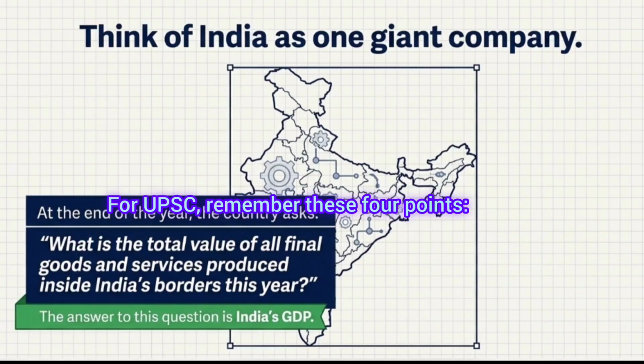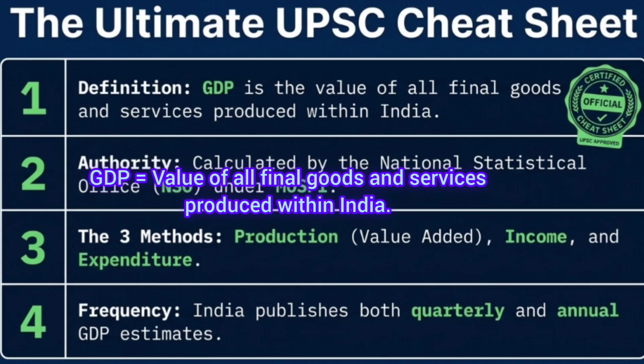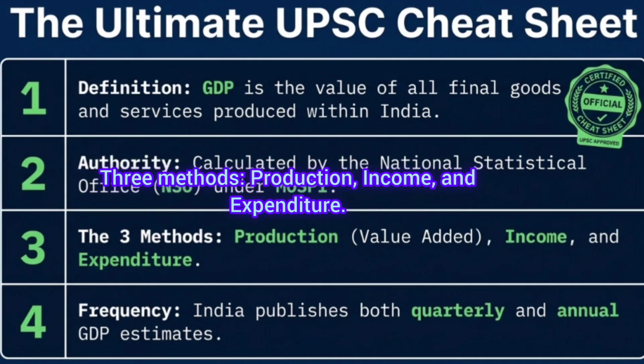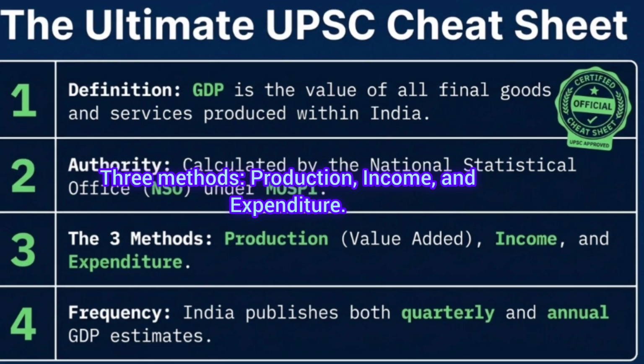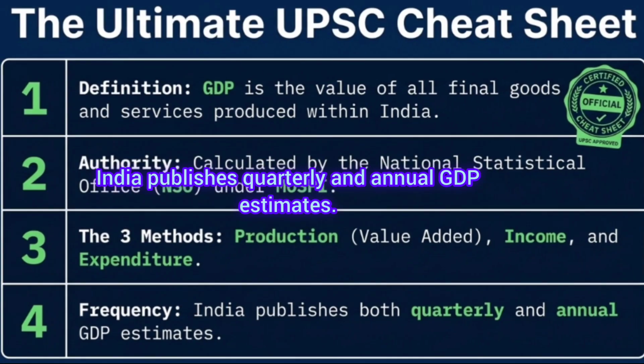For UPSC, remember these 4 points. GDP is equal to the value of all final goods and services produced within India, calculated by the National Statistical Office, NSO, under MoSPI. 3 methods: production, income, and expenditure. India publishes quarterly and annual GDP estimates.